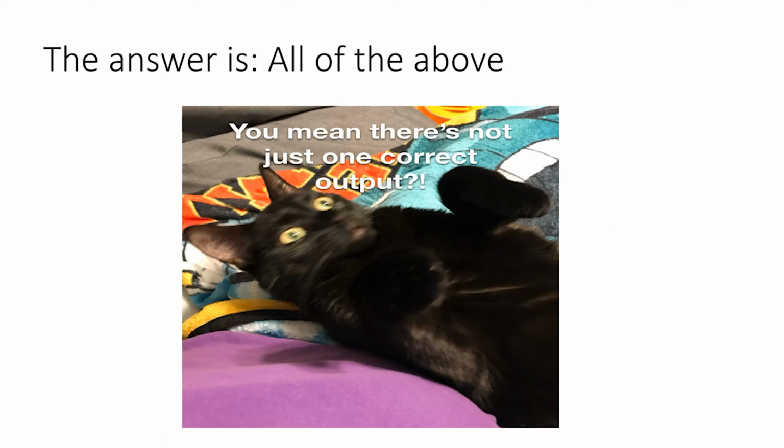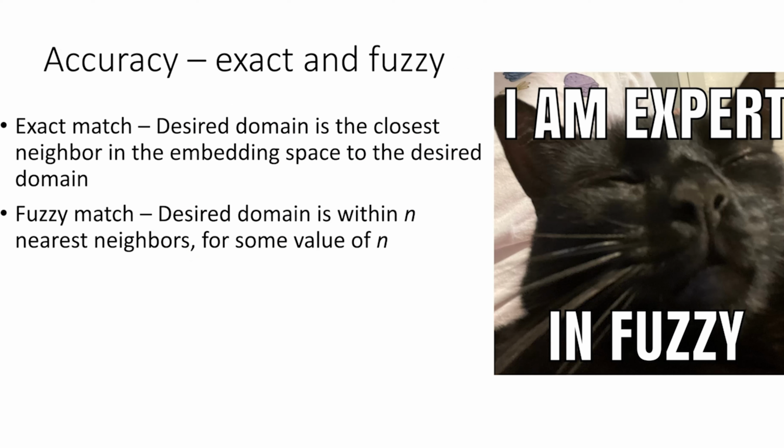And so, all of those are legit or reasonable homoglyphs for the domain in question there. So in order to actually decide how good the system is, I came up with two different ways to measure it. We're going to call these exact accuracy and fuzzy accuracy, or an exact match and a fuzzy match.